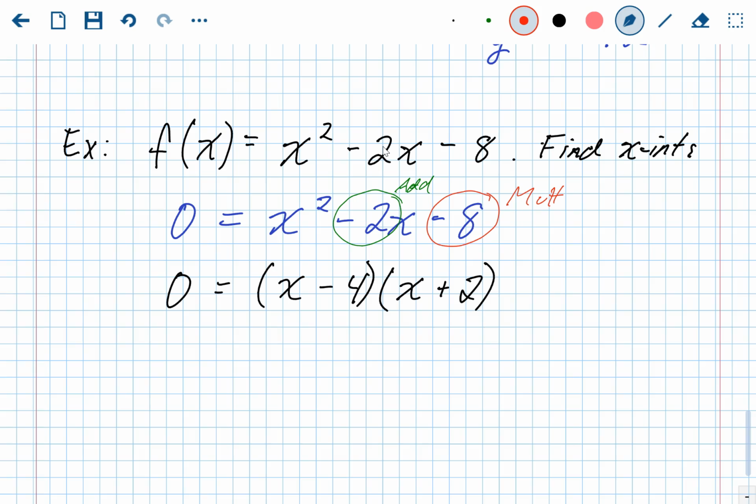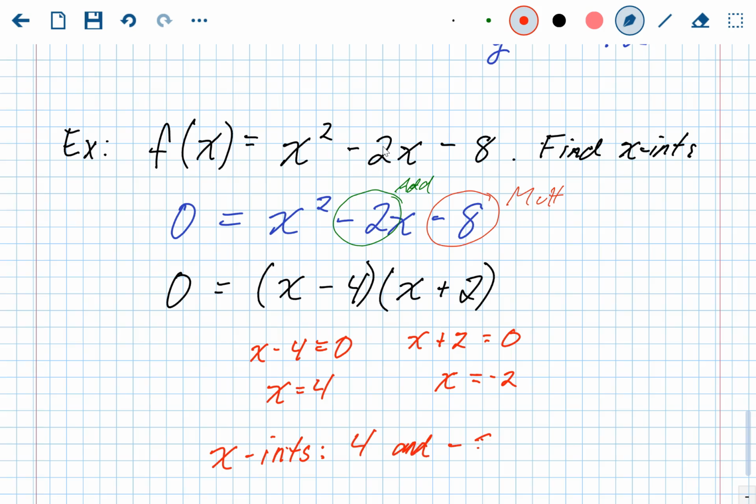Which means your x-intercepts are going to be whatever makes those two factors equal to 0. So you do x minus 4 equals 0. So x is going to be 4. And you go x plus 2 equals 0. Solve for x. X is -2. So your x-intercepts are just 4 and -2.